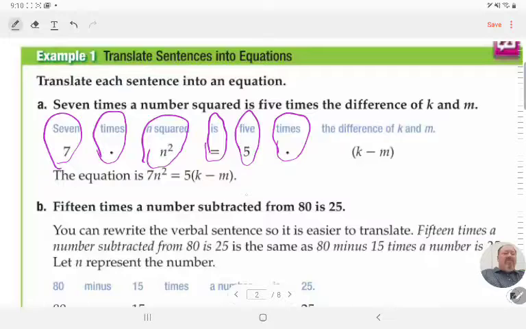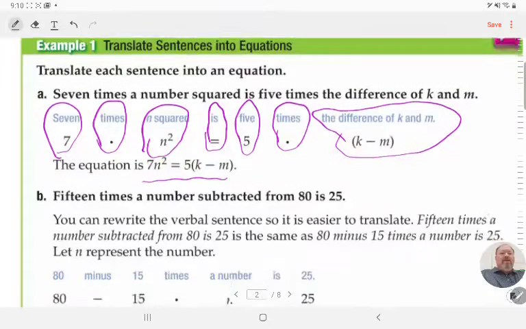The difference of k and m would be a subtraction problem. So when we have the difference like that, we're going to put parentheses, and we're going to put k minus m, k and m, okay, in that order. And so then it would just come down to 7n squared equals 5 times, in parentheses, k minus m, okay? Let's look at another one.